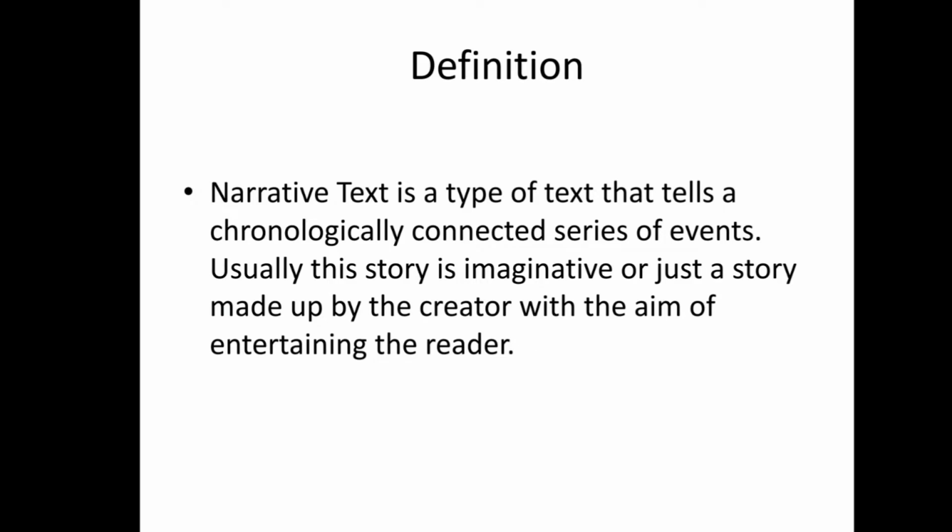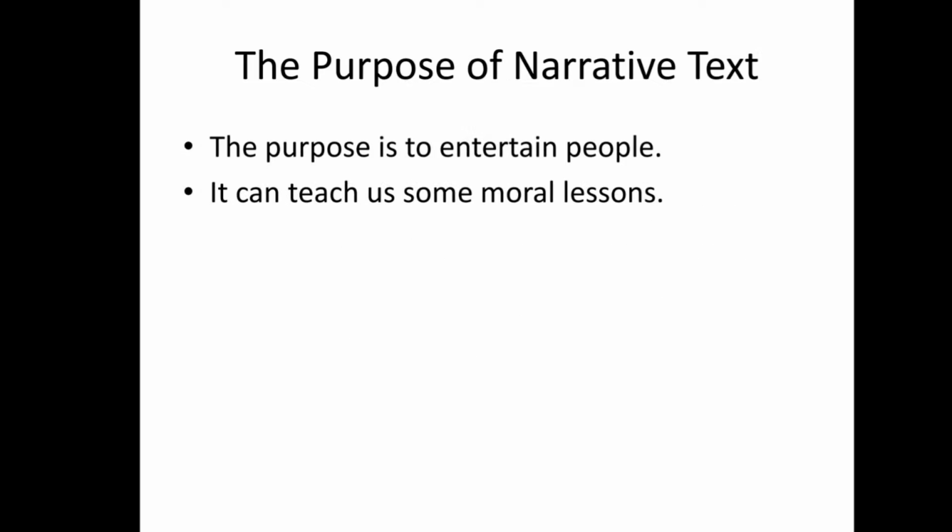Definition: narrative text is a type of text that tells a chronologically connected series of events. Usually, the story is imaginative or just a story made up by the creator with the aim of entertaining the reader. The purpose of narrative text: the purpose is to entertain people, and it can teach us some moral lessons.